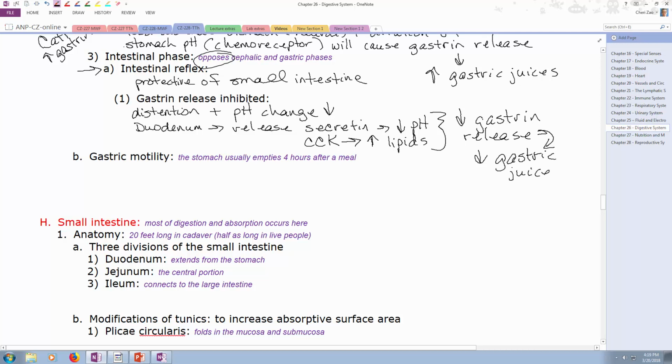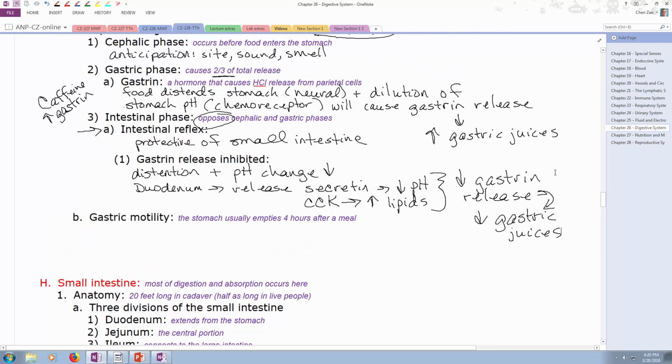And doesn't it make sense? As you are emptying your stomach, you don't need any more of those gastric juices released. So we have a stimulatory phase, cephalic, and then gastric, and then we have an inhibitory phase, which is the intestinal, because the stomach's emptying. So it's really a pretty good mechanism to take care of things for you.